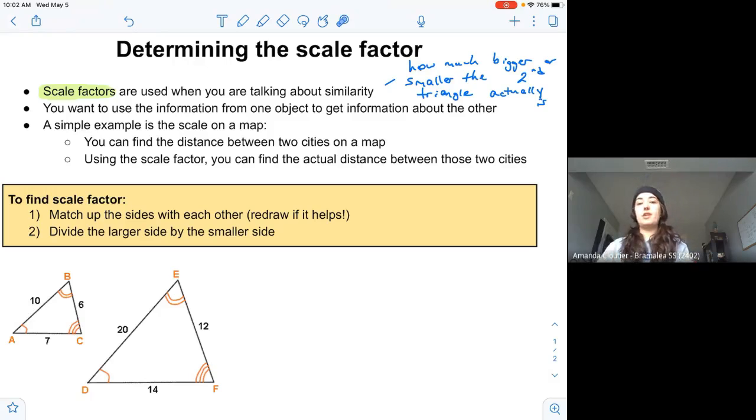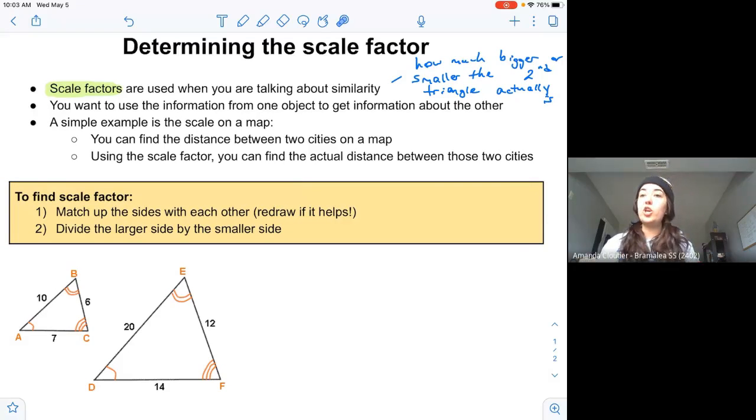Okay, so we have our first example. We have two triangles. I have triangle ABC, and we've been provided with the side lengths. We know that we have a side length of 10, of 6, and of 7. We also know that DEF is the second triangle, 20, 12, and 14. Now just based on looking at this, can somebody suggest in the chat a pair of sides, just like we saw before the break, that are going to be similar to one another?